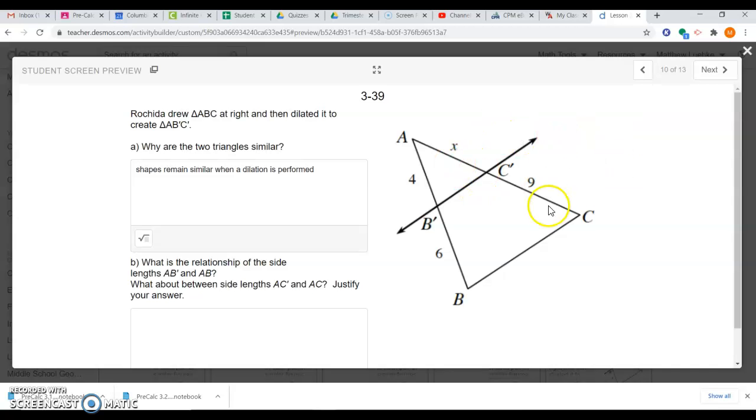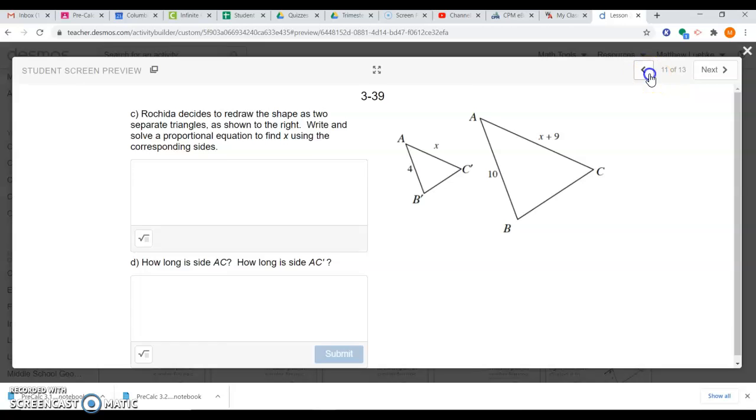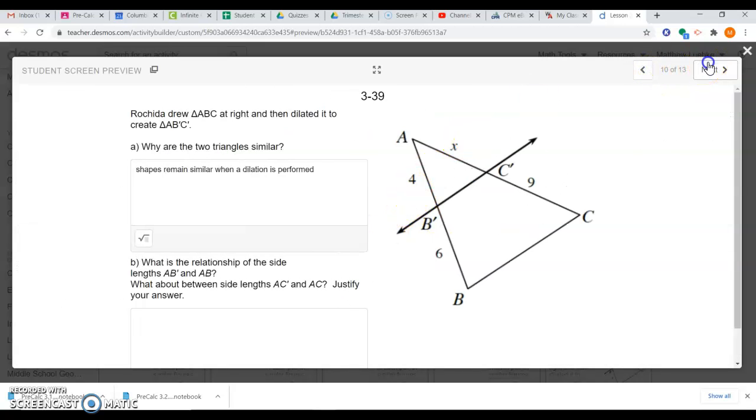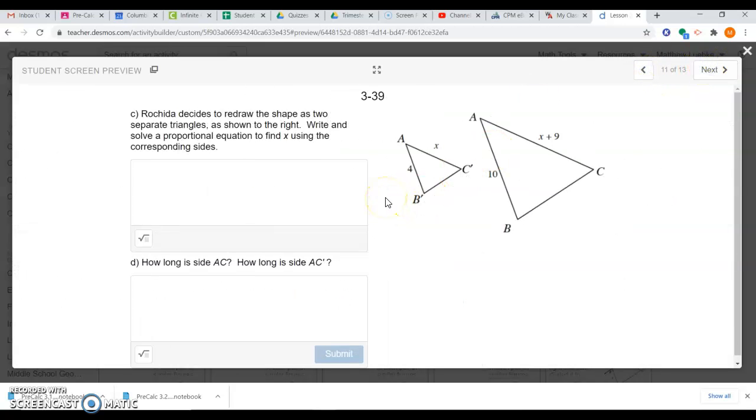Okay. She decides to redraw these two shapes as such. So x plus 9 is the full side, 10 is the full side, and that's why we see x plus 9 and 10. And then on the small triangle, we have 4 and x. So she just redrew the two triangles. Okay. We want to write a proportion solving this for x.